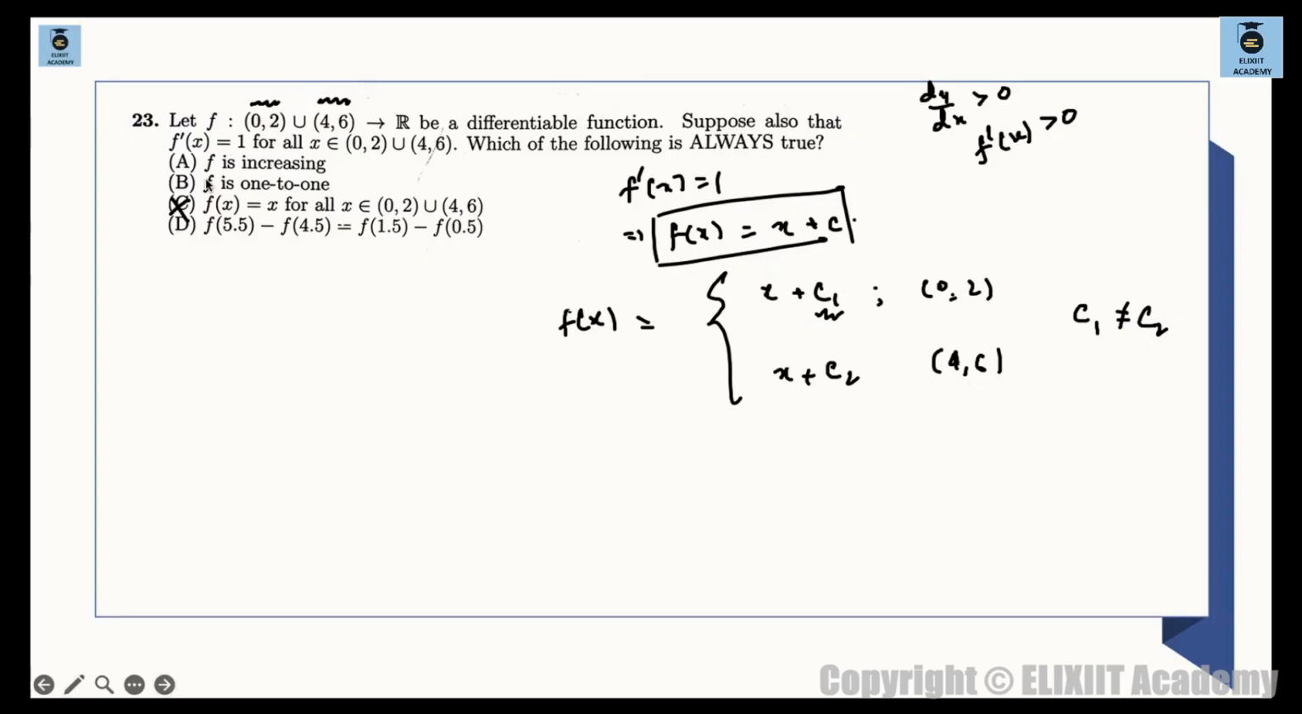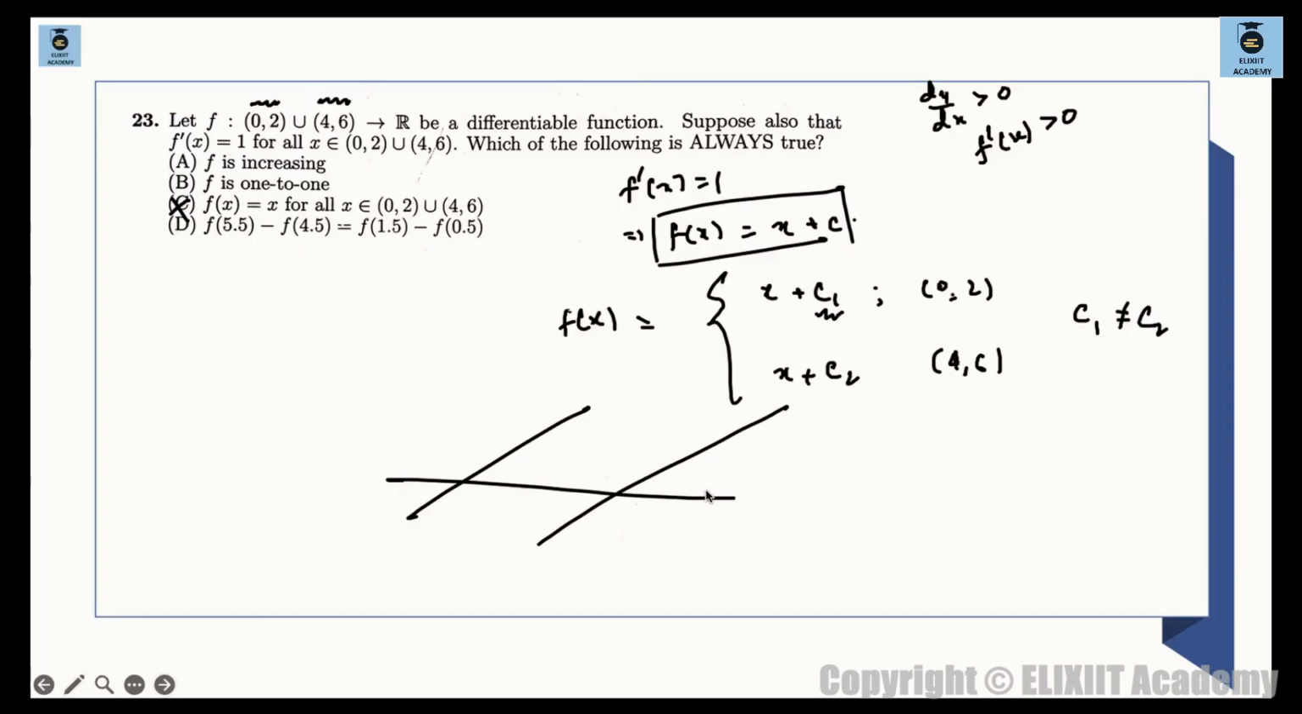F is increasing, not possible because suppose f in 0 to 2 the function is something like x plus c1. ठीक है, 0 to 2 में function is something like this, और 4 to 6 में function is something like this.